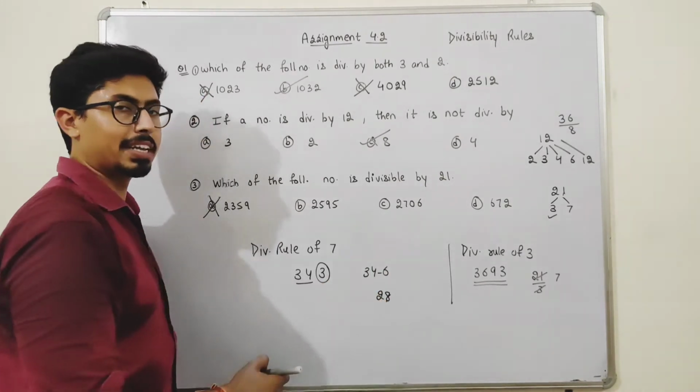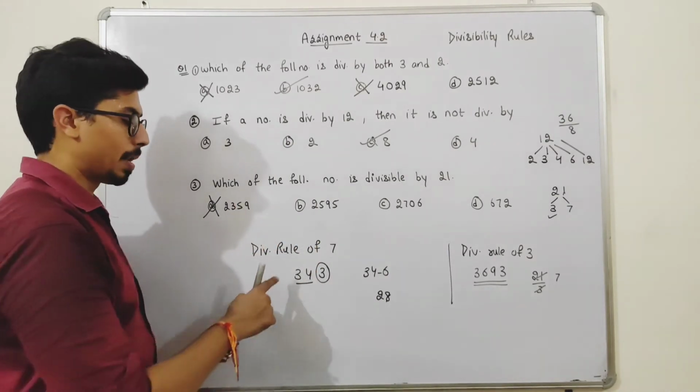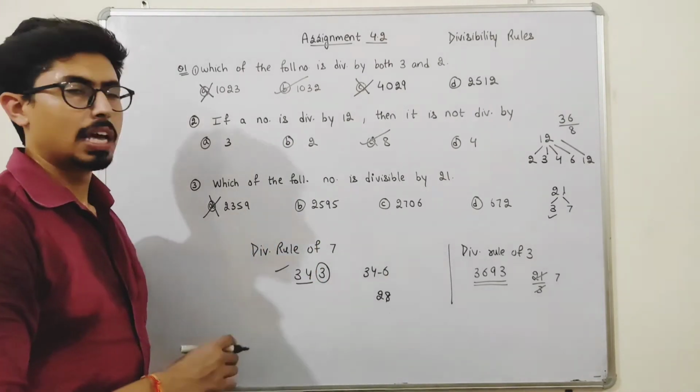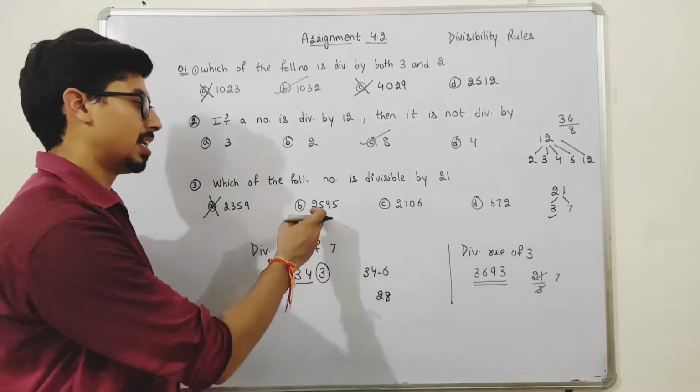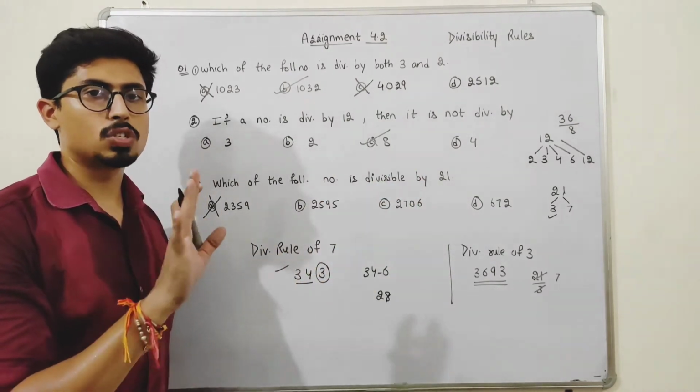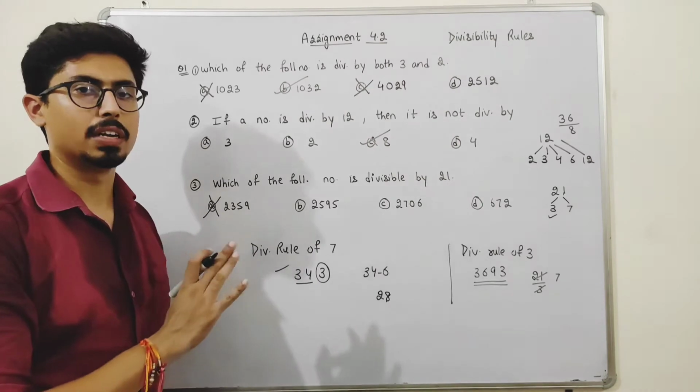Yes, 28 is divisible by 7, so the number is divisible by 7. Or you can simply do one thing, just divide these numbers by 7. There is no need to learn the divisibility rule of 7.